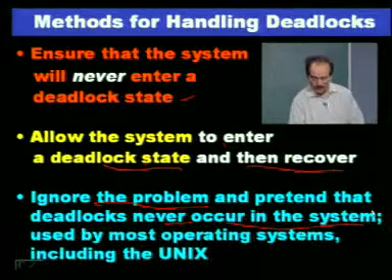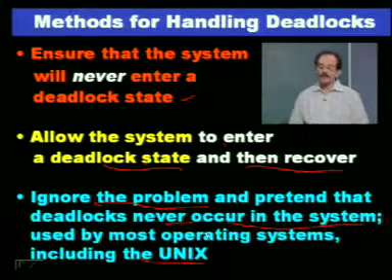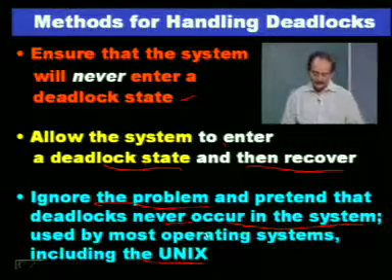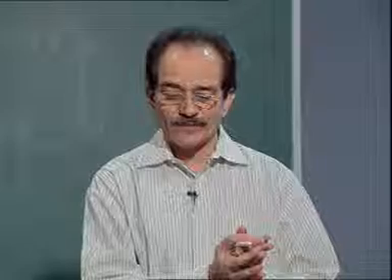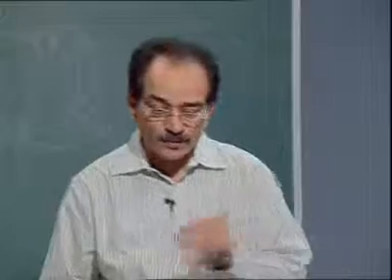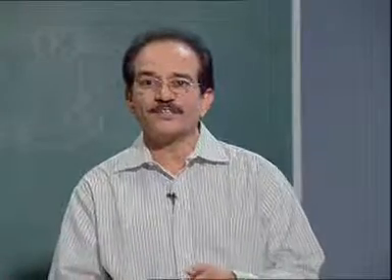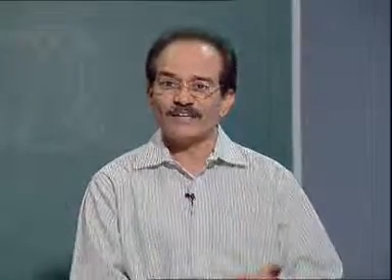This is what is followed in most operating systems, as well as Unix. Unix allows the processes to get into deadlock and keeps them in the deadlock till the system, on its own, tries to find out which processes have not done anything for a long time and takes them out.